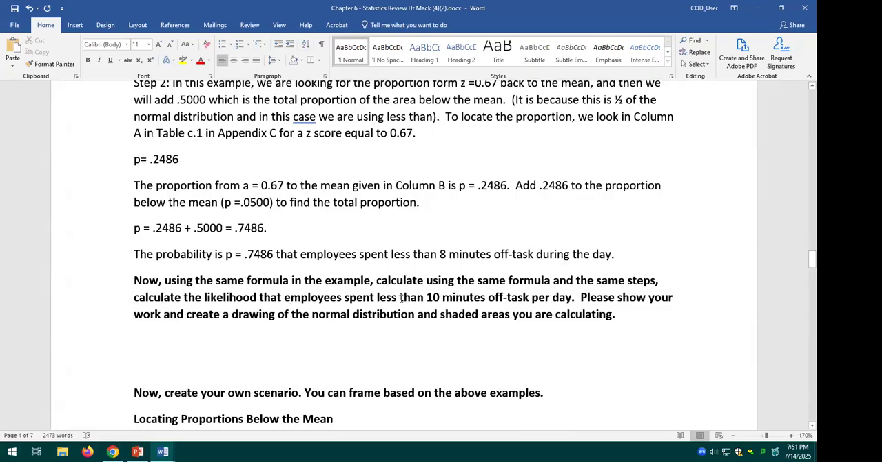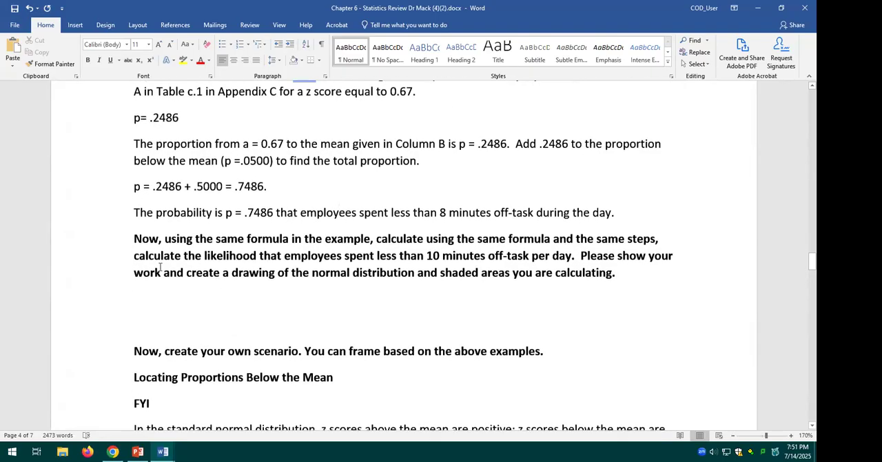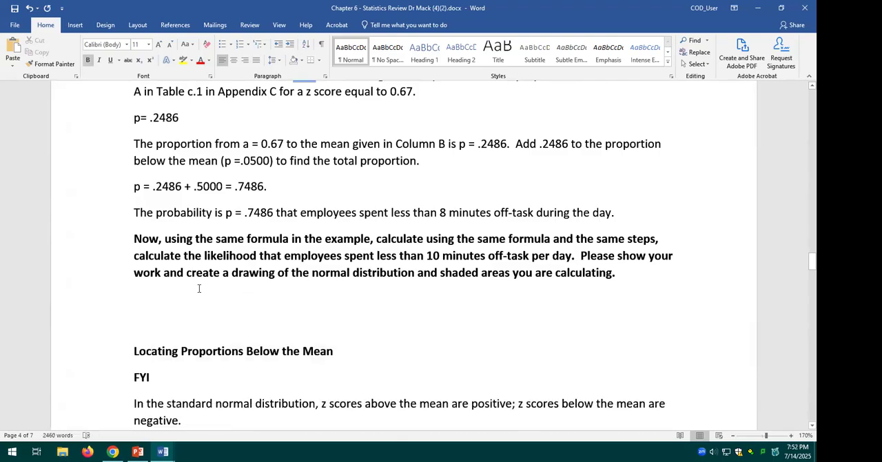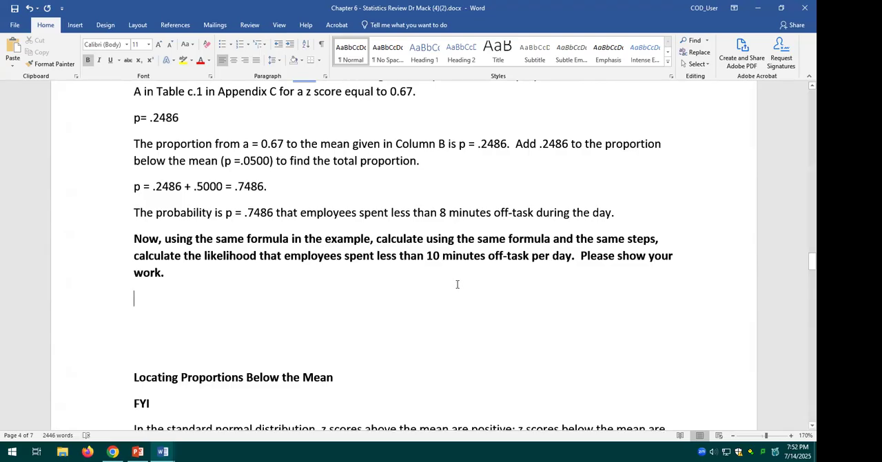Now, using the same formula and the same steps, calculate the likelihood that employees spent less than 10 minutes off task per day. Please show your work. Should we do this one together, or do you guys want to give it a shot? It's the same formula as above.